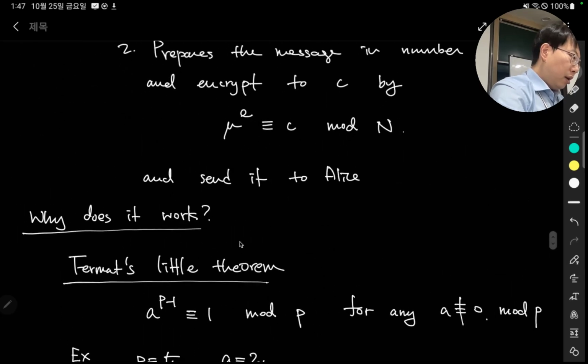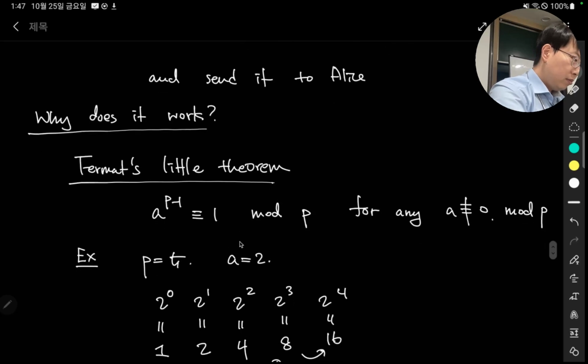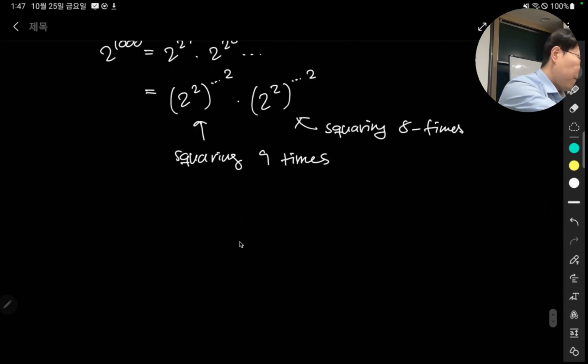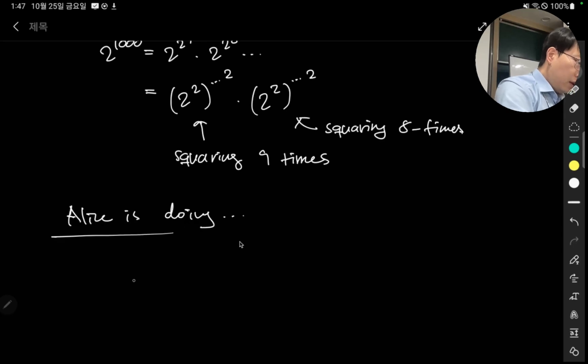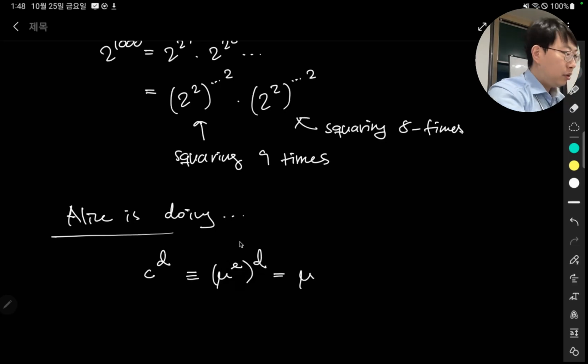Okay, so what does Fermat's little theorem tell you about this? What Alice is doing is, she got the message C from Bob, and she takes the exponent of D. But C is actually mu to the power of E, right? So what Alice is doing is equivalent to taking mu to the power of DE.